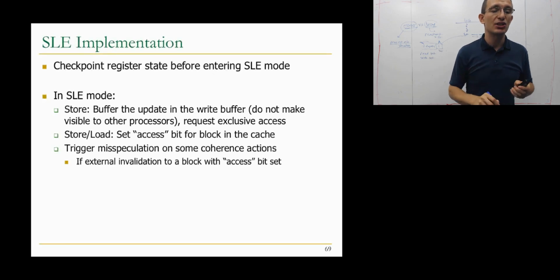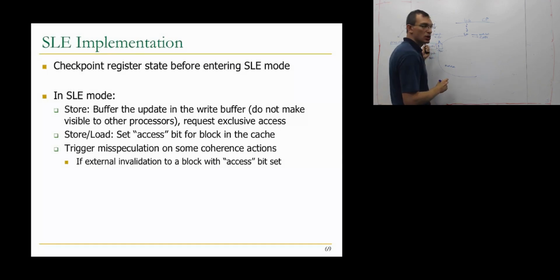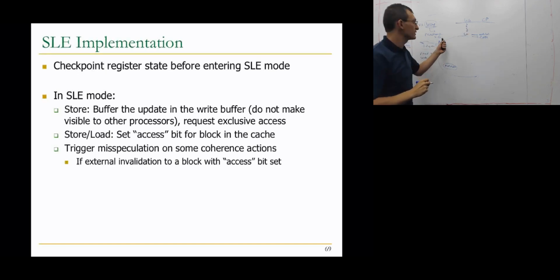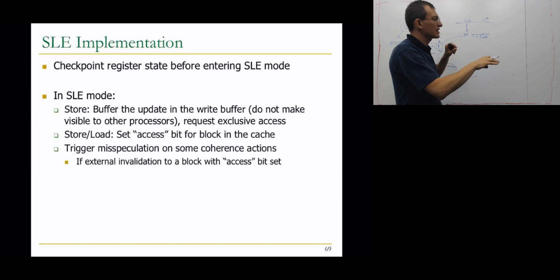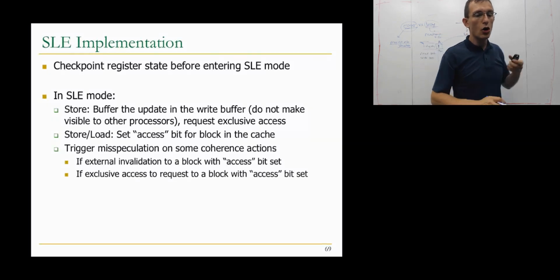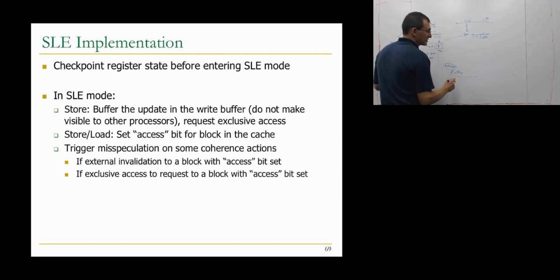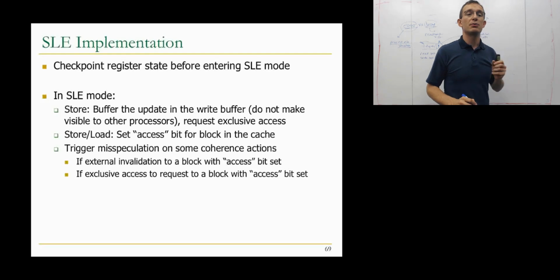If there's an external invalidation to a block with the access bit set, so if there's a coherence request that says invalidate this block, and the access bit is set, that means that there is misspeculation, because somebody else is trying to access that block, or actually write to that block, or acquire that block that this particular processor executing this critical section actually has written to or read, right? Which means that there's a data conflict between two critical sections, or this critical section and other parts of the system, other parts of the code. Or if there's an exclusive access, not only invalidation, but also read exclusive. This is basically an intention to actually write, to request a block with the access bit set, right? So that's the idea.